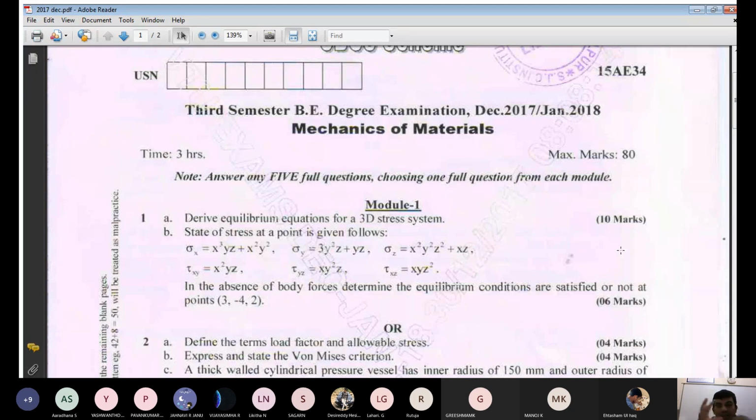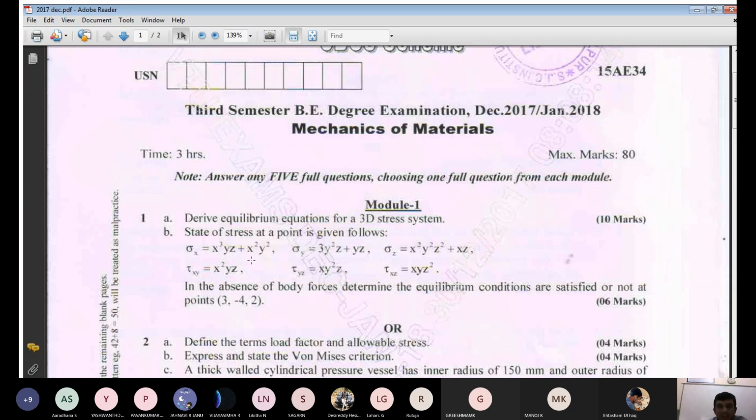Then write what stresses are acting on the positive and negative x planes, positive and negative y planes, and negative and positive z planes. Then resolve all the forces in the x-axis. We'll derive only one coordinate, the x coordinate. Similarly, for the y and z directions, you can directly write the equation. That is 10 marks.